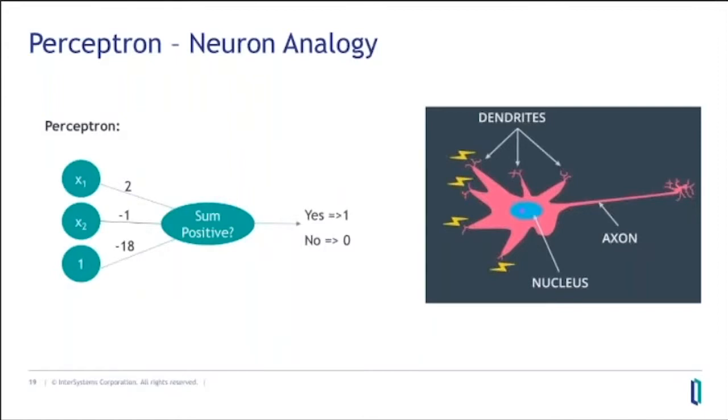So it turns out that even though this looks simple, it's very similar to how the brain works. When the neurons in your brain take input signals from dendrites and do some processing on them, based on that, they decide whether to fire or not through the axon.